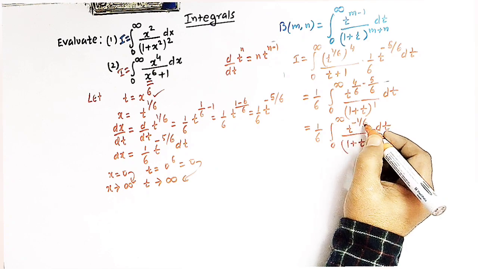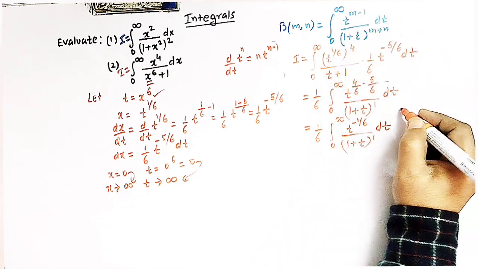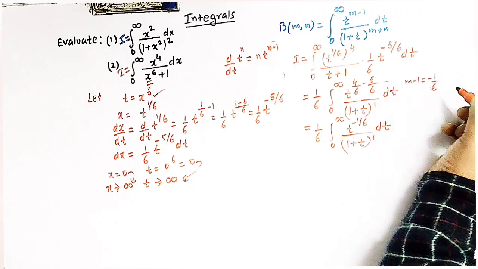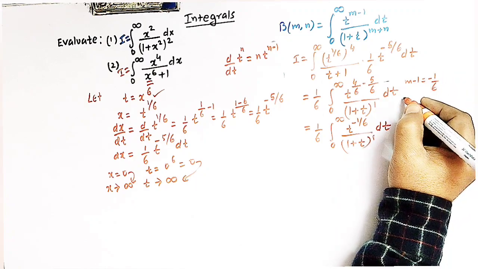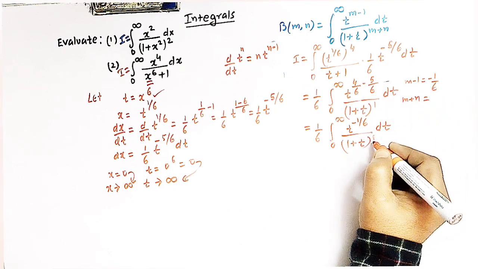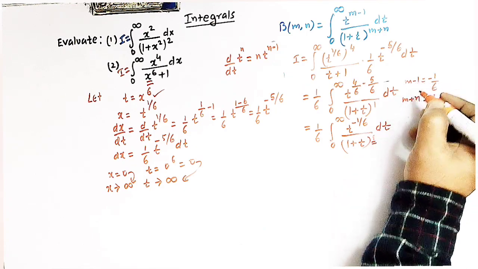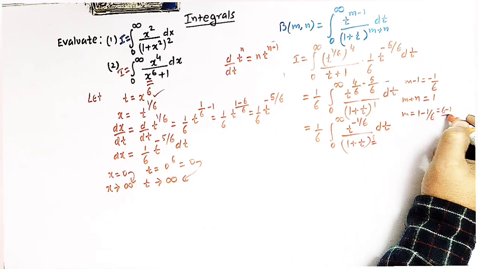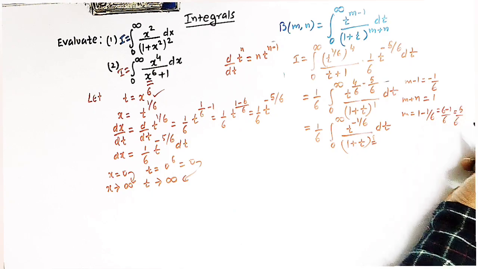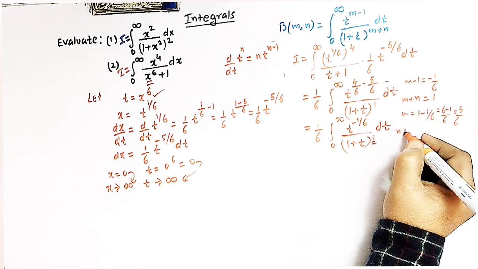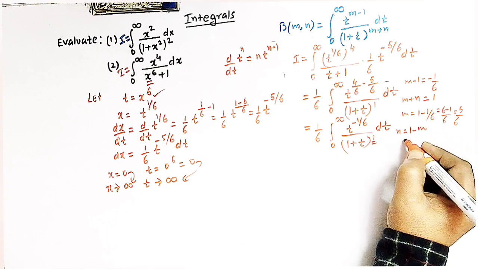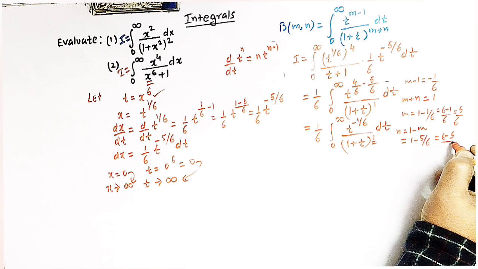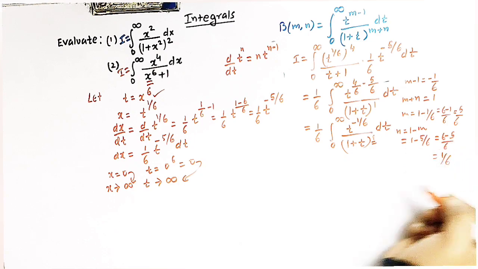So here we have minus 1 over 6, here we have m minus 1. So we can now write m minus 1 is equal to minus 1 over 6, and m plus n is equal to 1, right? So from here m is 1 minus 1 over 6, that is 6 minus 1 over 6, that is 5 over 6, and the value of n is 1 minus m, that is 1 minus 5 over 6, that is 6 minus 5 over 6, that is 1 over 6, right?